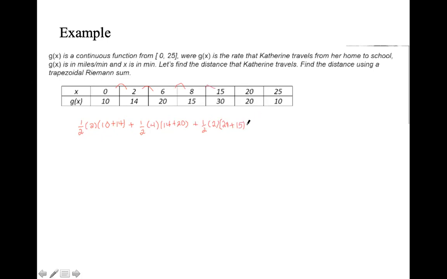Our next width is 7, so 1/2 times 7 times 15 plus 30. And then we have 1/2 times 5 times 30 plus 20. That's a half, by the way. And our final trapezoid is 1/2 times 5 again times 20 plus 10.